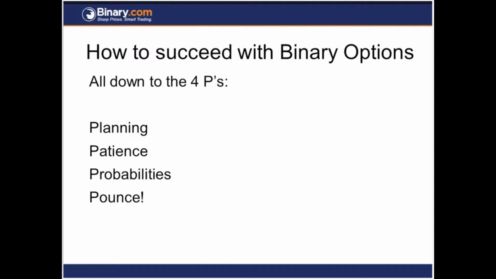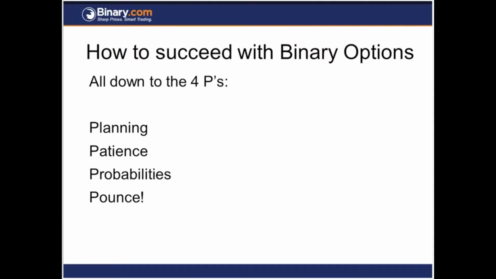So if I was going to give you a very simple takeaway in terms of how to succeed with binary options, I put it down to the 4 Ps: planning, patience, probabilities, and pounce. What do I mean by that? Well, you're about to learn about this, ladies and gentlemen. Part of it is about planning: doing your analysis and building a trade plan. Then, because we're going to be trading longer term charts, it's about having the patience to wait for your setup to come to you.